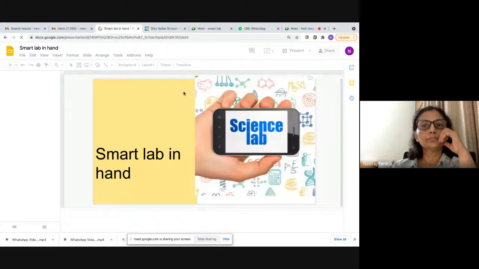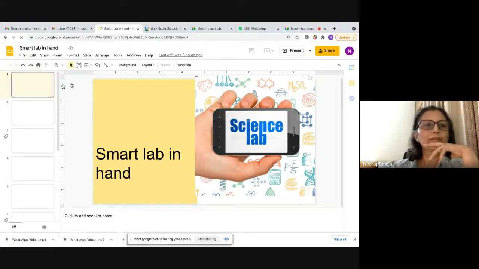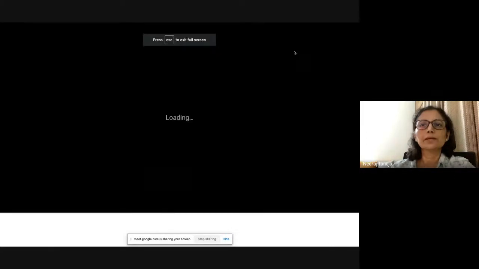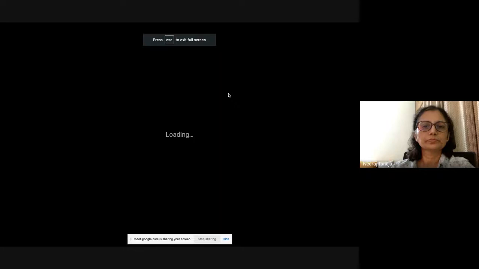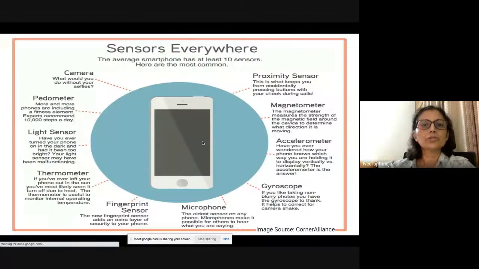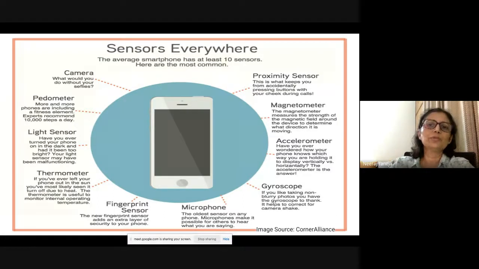So let's grab our smartphones or iPads, whatever we have with us, and do some fun experiments. You can actually do the experiments along with us. Did you know that any average phone has at least 10 sensors? When you keep your phone near your ear, why does the screen get locked? It is because of the proximity sensor.